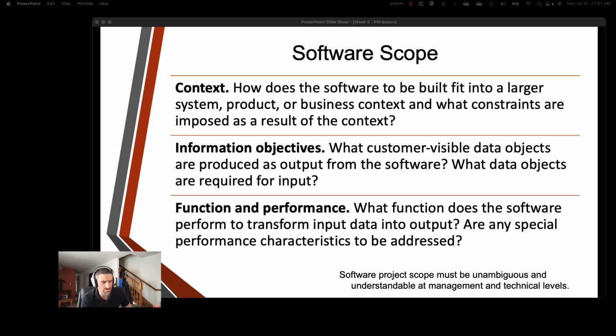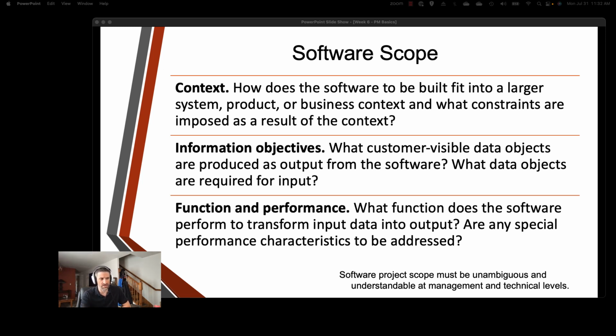Next, we have information objectives. So what customer visible data objects are being produced? So clearly defining the information objectives helps identify the data requirements for the software, which involves specifying what customer visible data objects will be produced as output from the software, which could be reports, analytics, visualizations, things like that. Additionally, it involves identifying the data objects required as input to perform the software functions effectively.